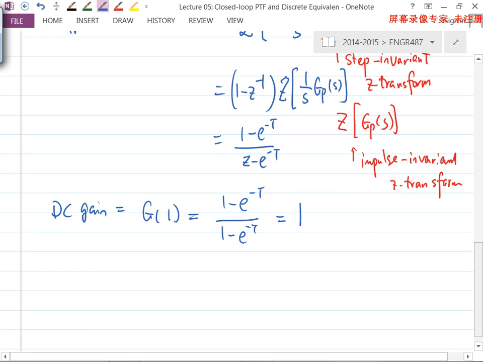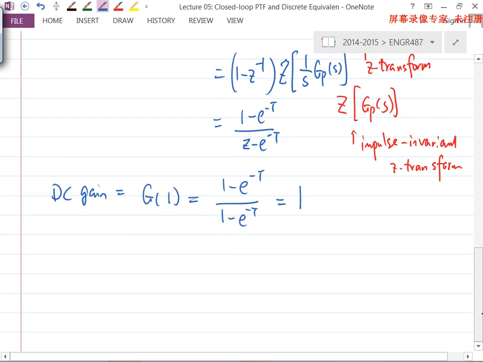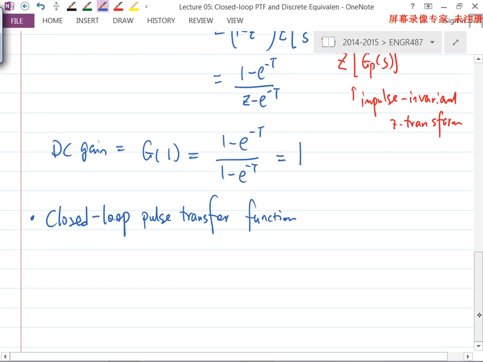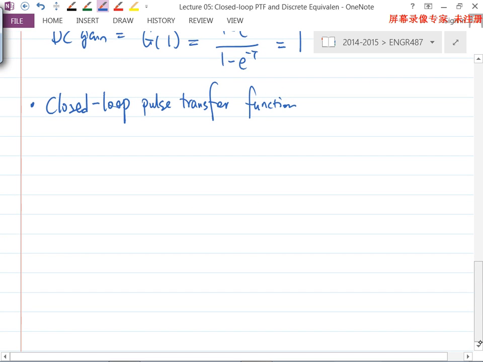Okay, so let's move on from here. Now let's look at closed loop pulse transfer function. Let's start from an example here of a generic diagram.